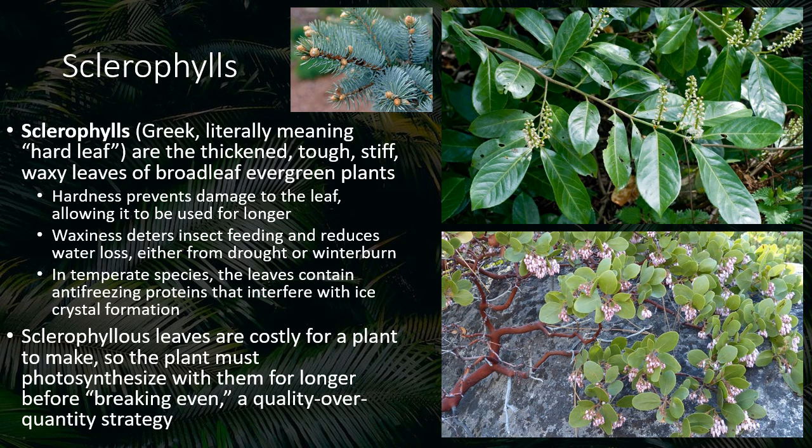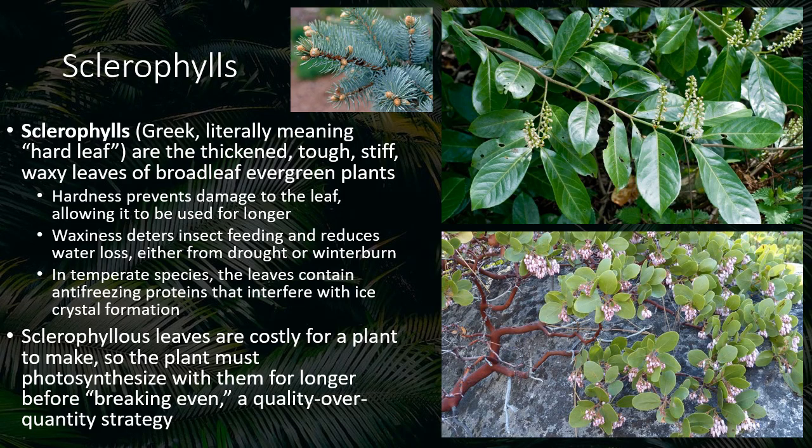So the harder and tougher the leaf is, the more resistant it is to damage, which means the leaf can be used for longer. And then a thick layer of wax makes it harder for insects to feed on the leaf, because they've got to chew through a thick layer of kind of distasteful wax in order to actually start to feed on the soft leaf tissues. And it also is going to reduce water loss.